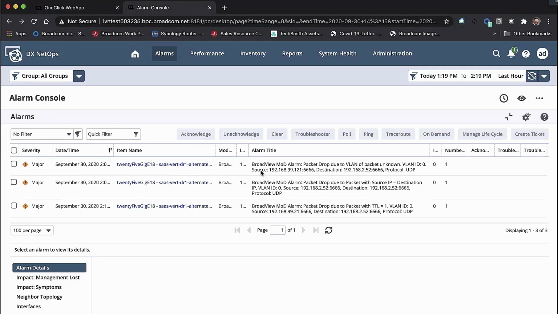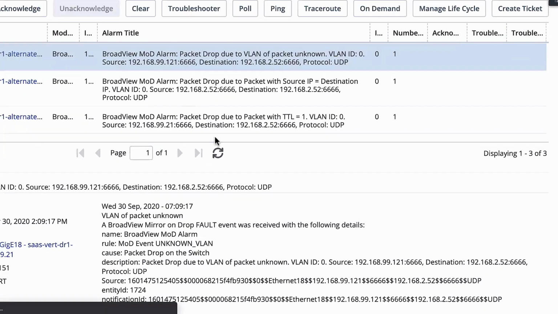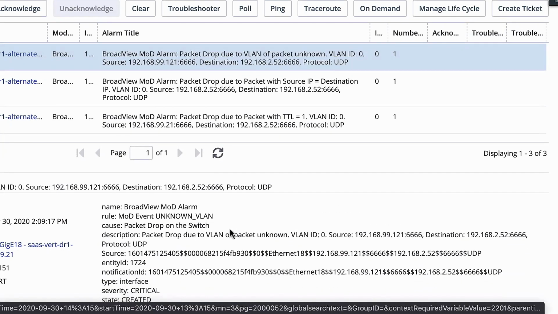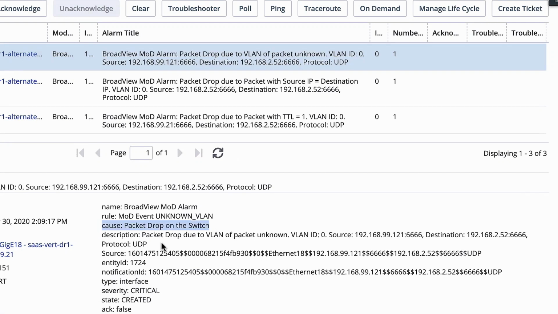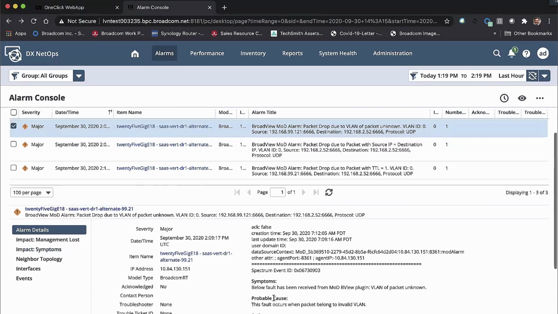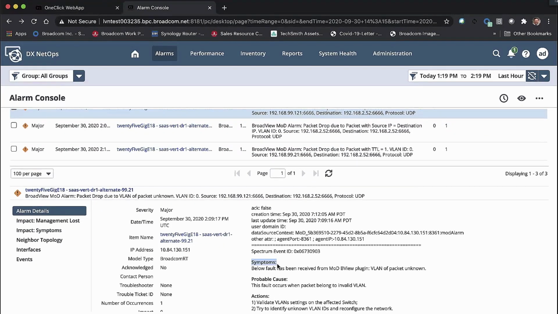A common packet loss scenario is an erroneous automation job for a deployment configuration which set an invalid ID on a data center switch. Here we have identified a packet with a VLAN ID that doesn't exist on the switch. So of course, these packets are being dropped. Immediate notification of this with descriptive reasons and error codes is presented via the DX NetOps integrated alarm console directly to operations staff. We also give network teams the symptoms of the packet loss, the probable cause, and recommended actions to take to resolve the issue.